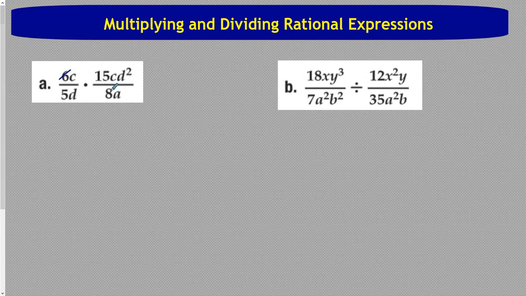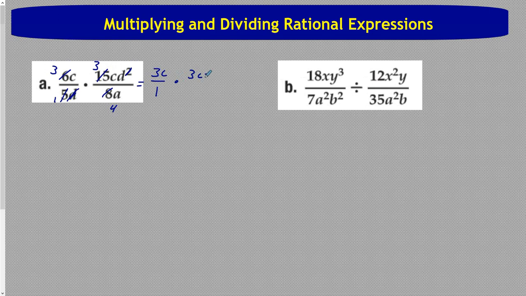Like 6 and 8 are both divisible by 2. It leaves me with a 3 and a 4. 5 and 15 are both divisible by 5. It leaves me with a 1 and a 3. I've got a d on the bottom and 2 d's on the top, so I can take one of those out. That's going to leave me with 3c over 1 times 3cd over 4a. Notice I'm not canceling out these two c's because they're both in the numerator. They have to stay there.